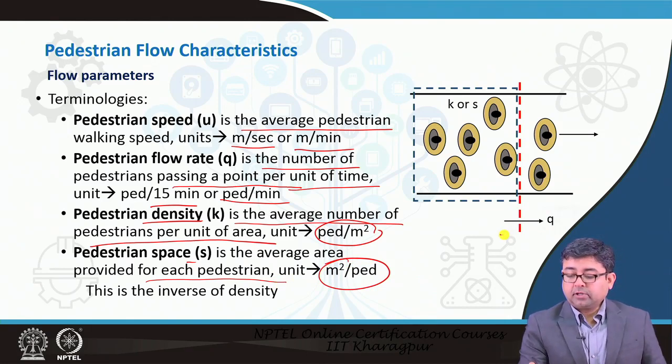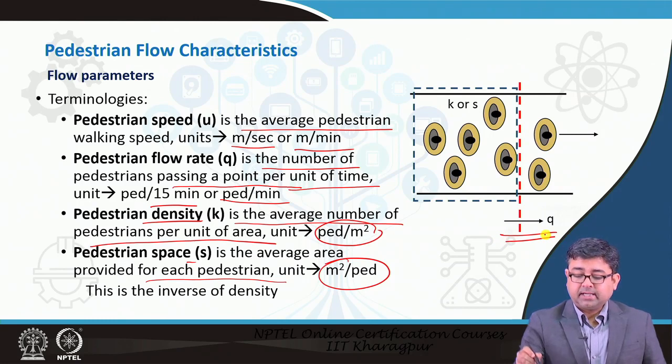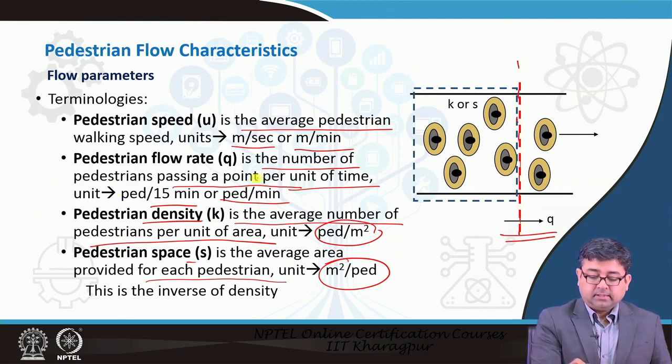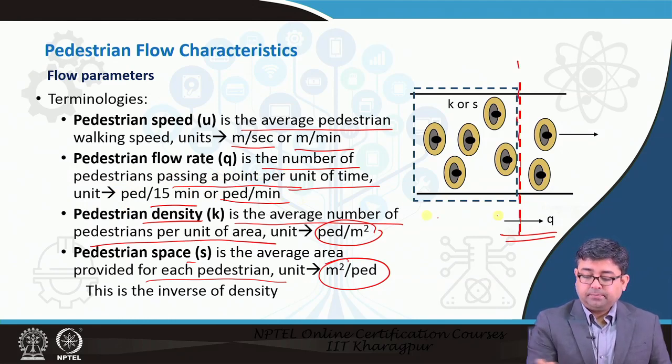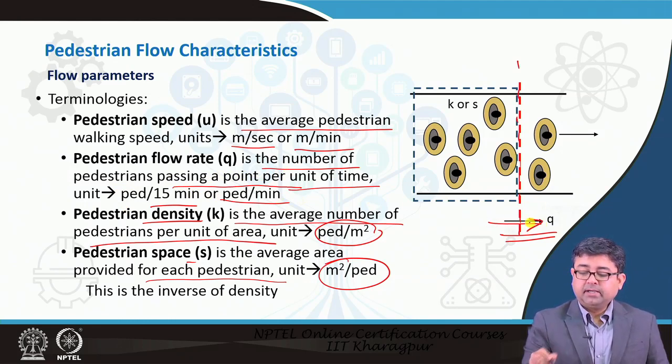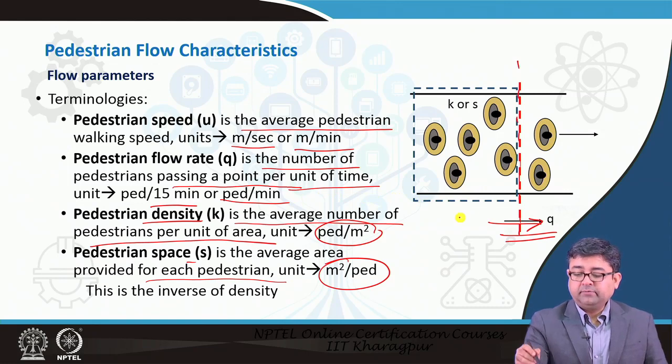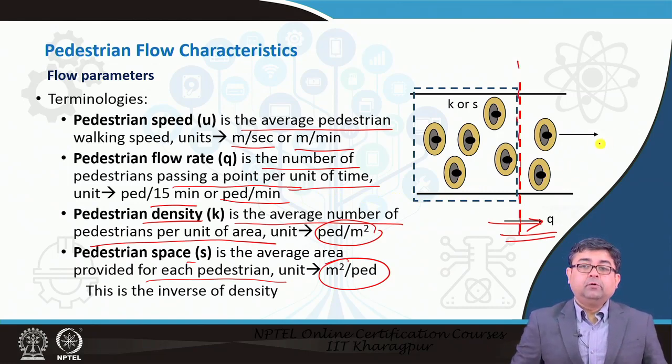Okay. So, when we talk about flow, what we are saying is that if this is a point, the number of pedestrians that cross this point per unit time. So, per minute or per every 15 minutes, how many people cross this point, that is what is called flow.